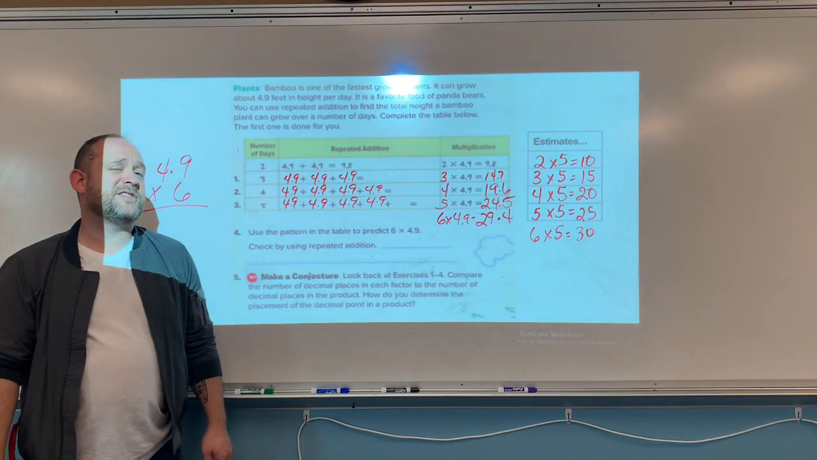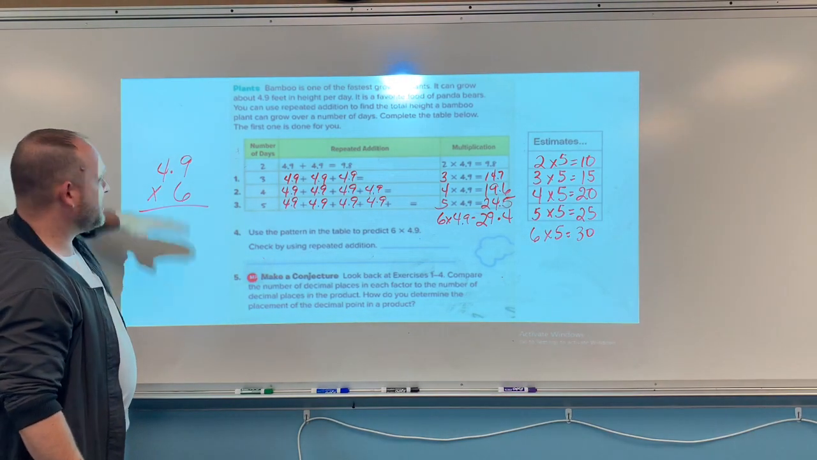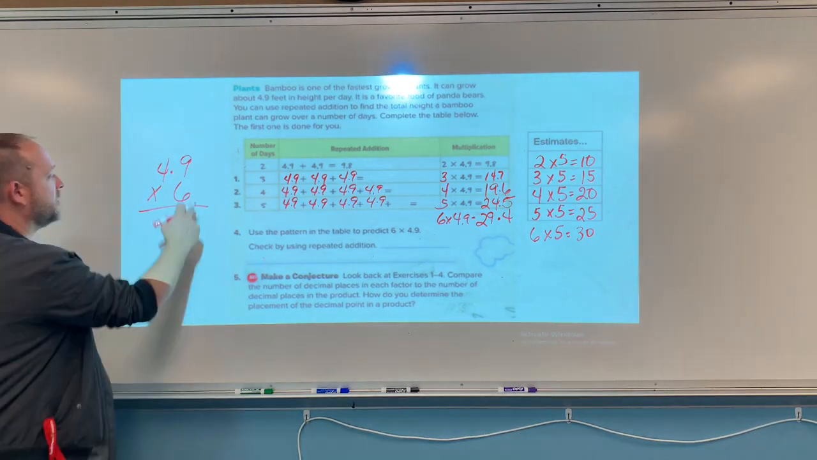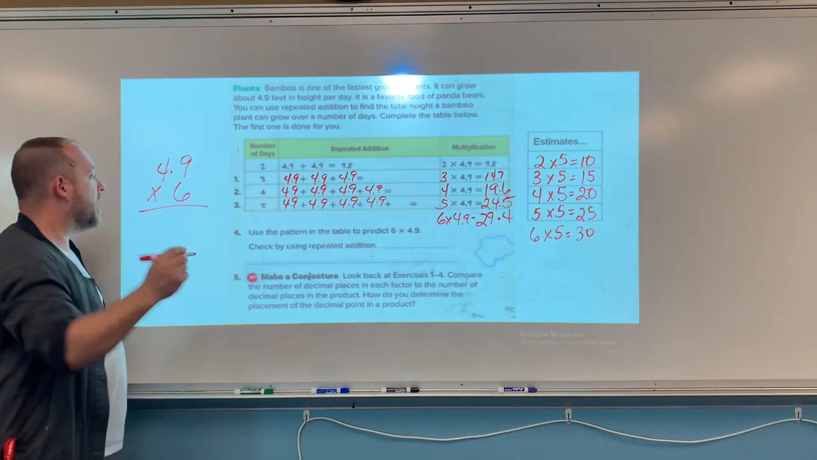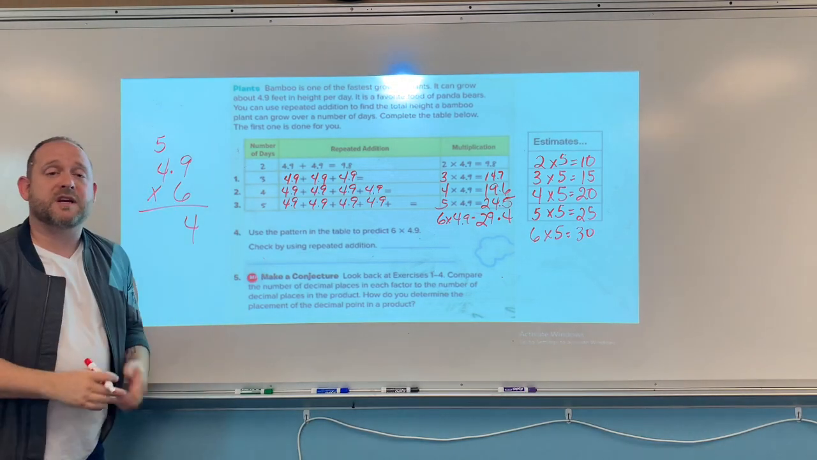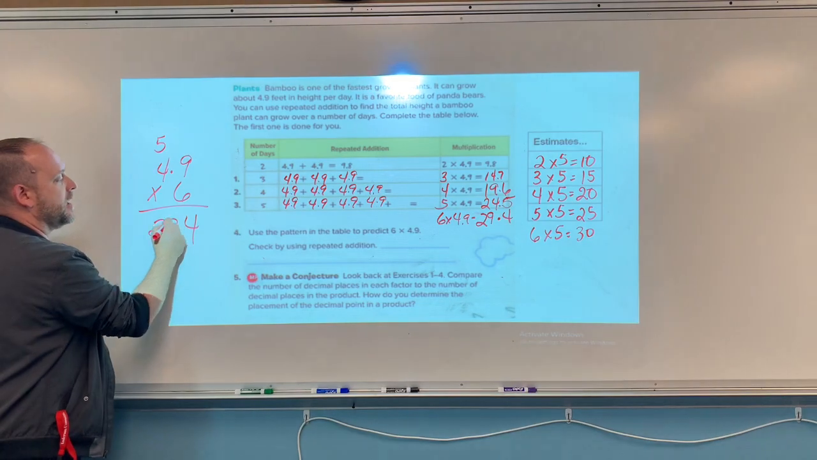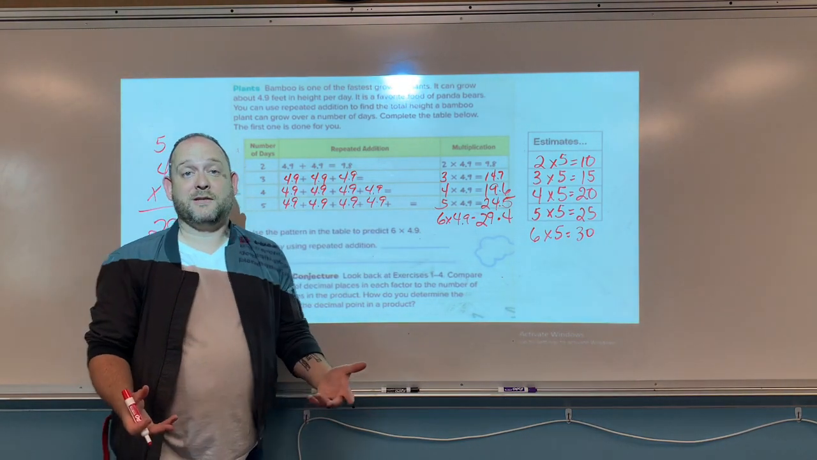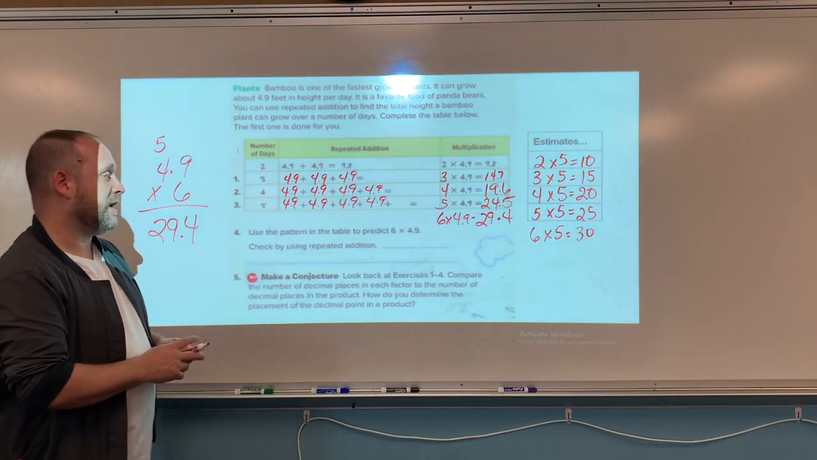let's do it by multiplication instead of repeated addition. Because remember, each time I was doing those repeated addition lines, I was basically just multiplying straight up. Let's see if it works out for us. 6 times 9. Anybody off the top of your head? Good job. 54. Carry the 5 over. 6 times 4 is going to be 24, plus our extra 5 would give us 29. 29.4. Hey, we actually figured it out correctly. It follows the pattern, and it's really close to our estimate.